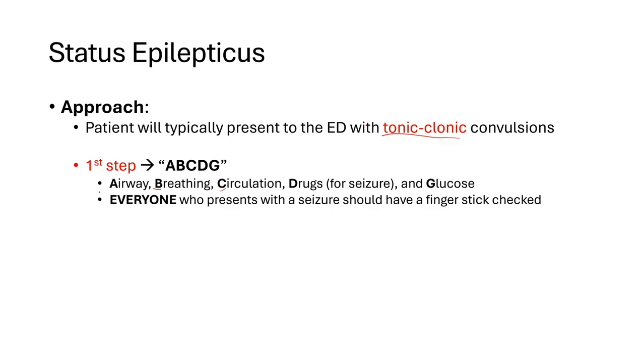You want to make sure that these individuals are protecting their airway. Do they need to be intubated? D stands for drugs. What drugs should we treat these individuals with, which we will go over shortly. And then G for glucose. And this is the most important to remember.